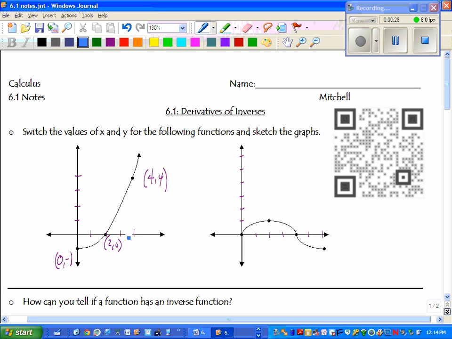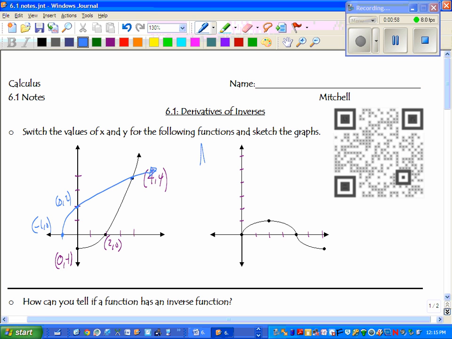Well, if we take those and switch them around, instead of 0, -1, we're going to have -1, 0. So that point would be right here. Instead of 2, 0, we'd have 0, 2. And 4, 4 just ends up being the same thing when we switch those around. So if we look at the graph of that, it should look kind of like this.